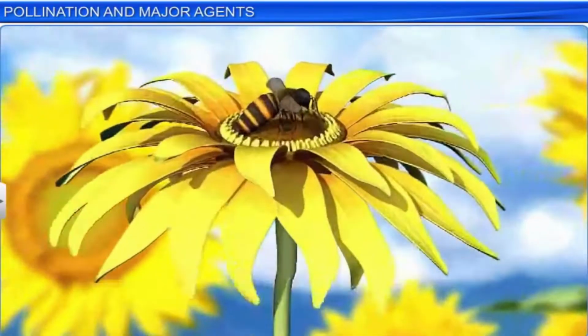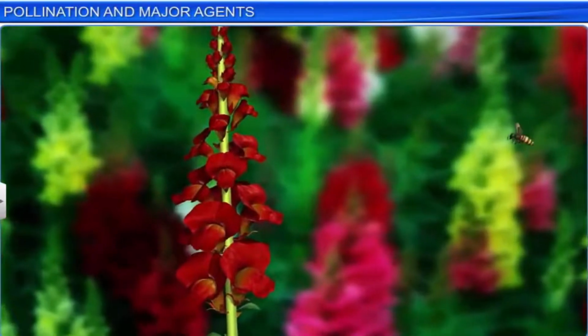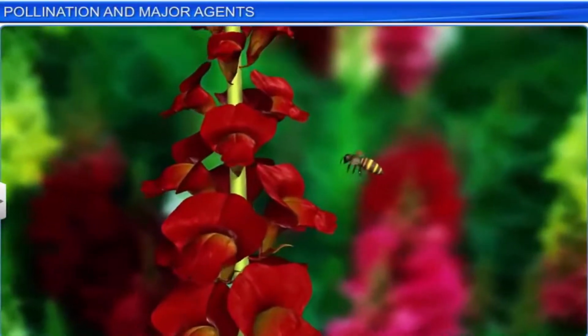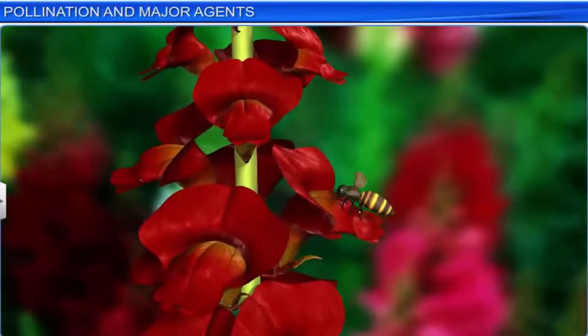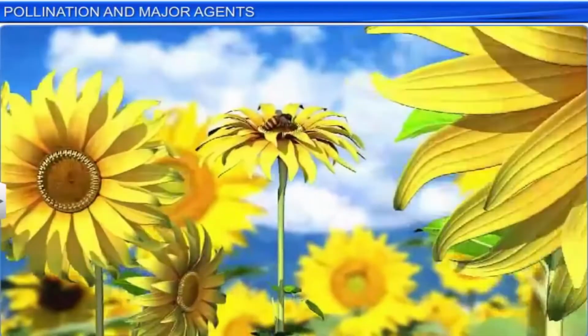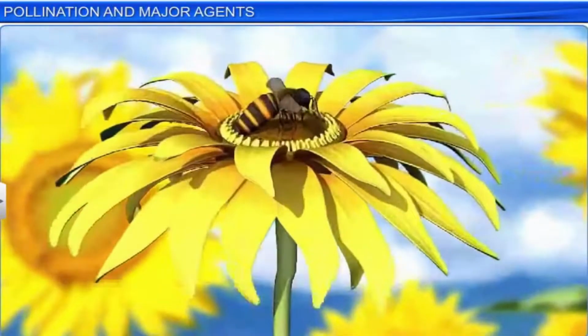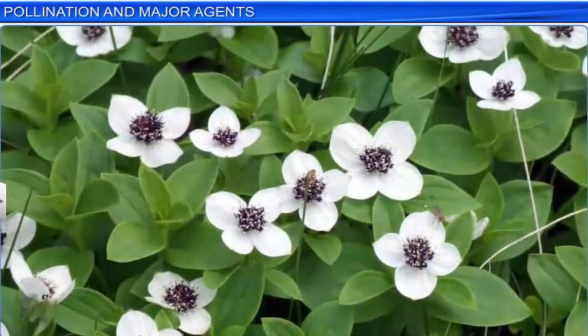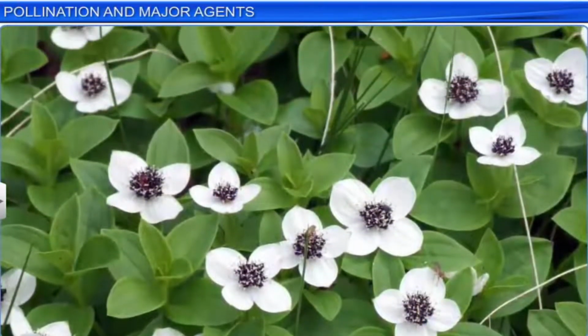Insect-pollinated flowers, for instance, are usually large and fragrant. However, if they are small, they are bunched together in an inflorescence to make them conspicuous. Moreover, these flowers produce pollen grains as well as large quantities of nectar to reward the agents.